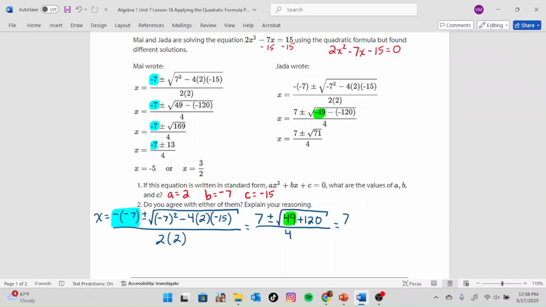This becomes 7 plus or minus the square root. 49 plus 120 is 169, all of that over 4.